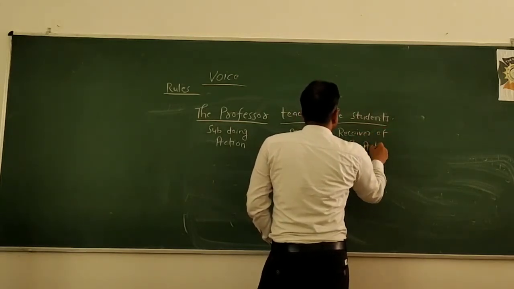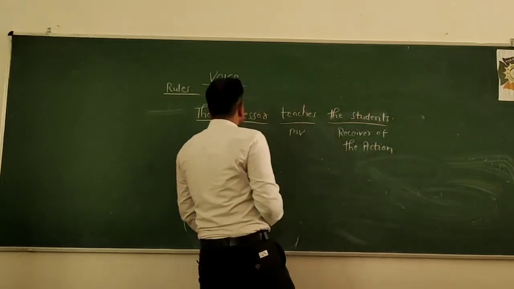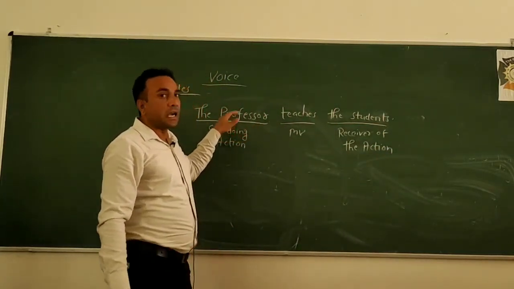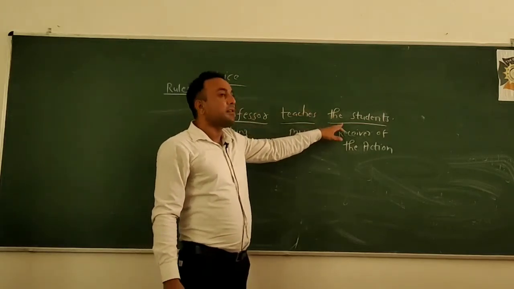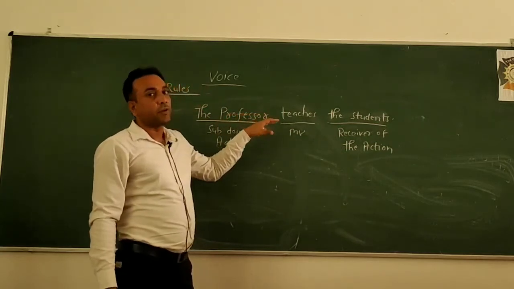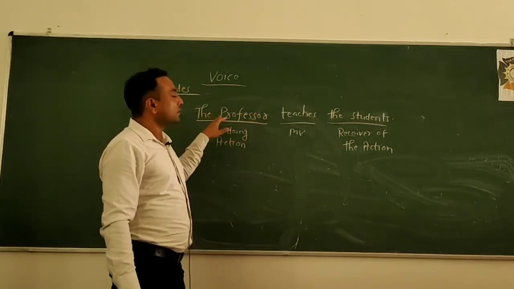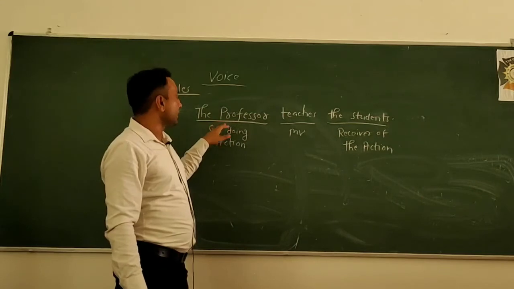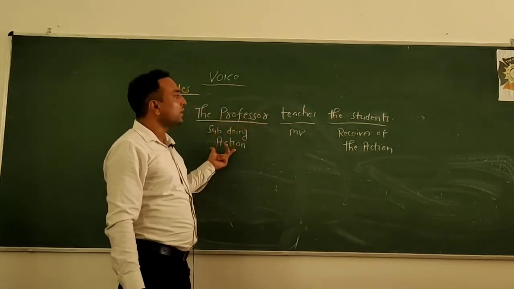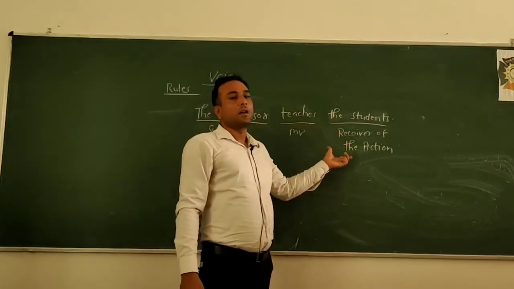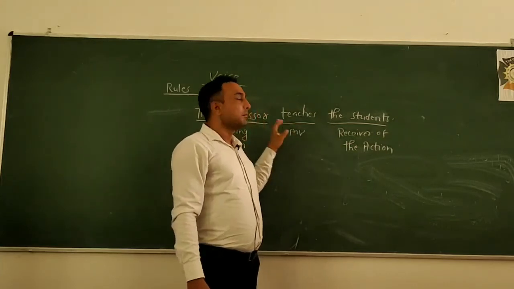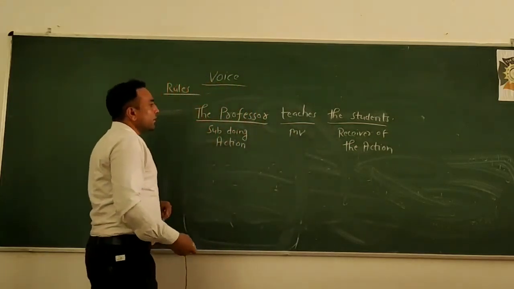How are they the receivers of the action? Because what action is in the sentence? Teaching. Who is doing the teaching? The professor. And who is receiving the result of the action? The students. So they are the objects. So this sentence is in active voice. How do you know? Because the subject is the doer of the action of the main verb. The main verb is teaching, the professor is doing the action, and the students are receiving it.